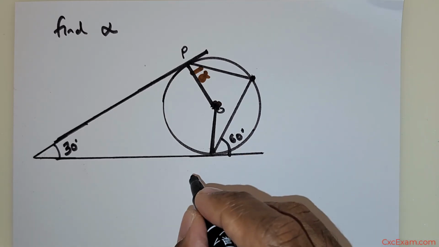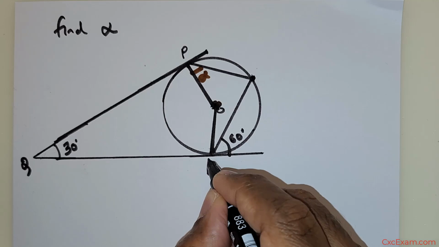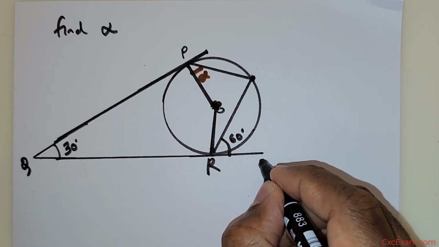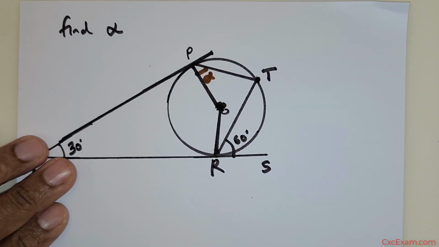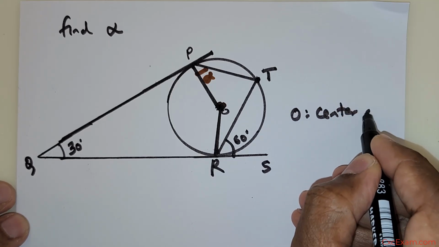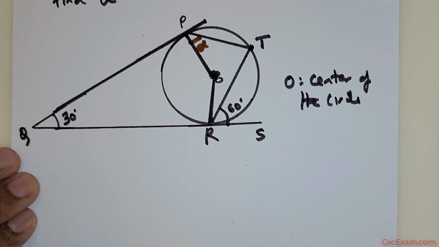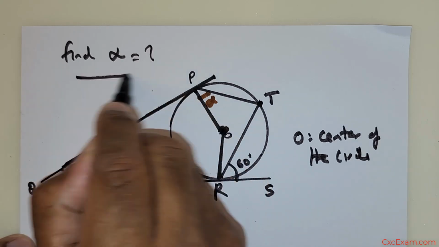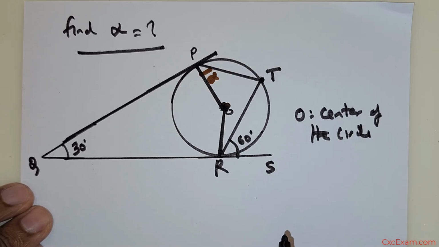And I will take these points as Q, R, S, and T. O is the center of the circle, and we have to find alpha. So with this, let us start the solution.